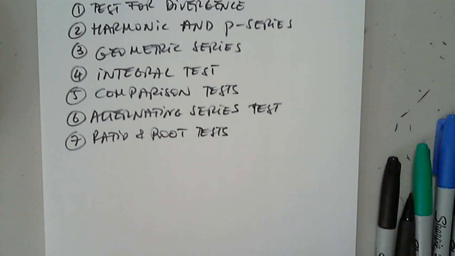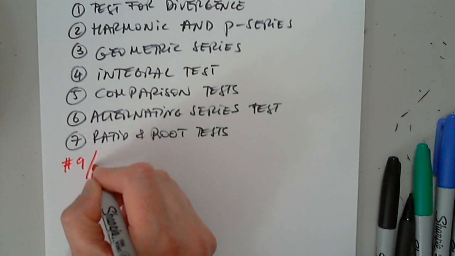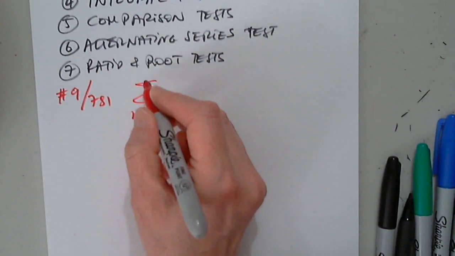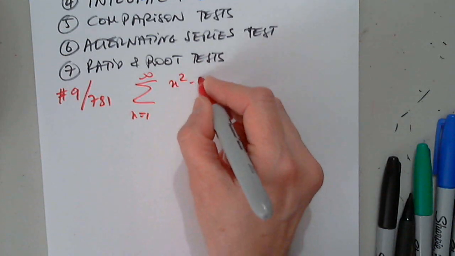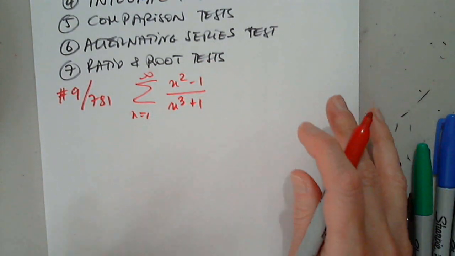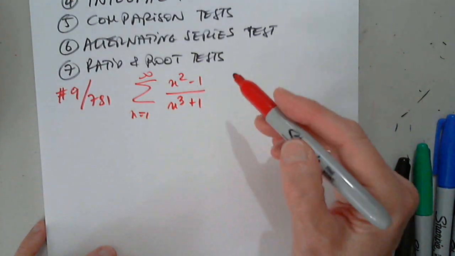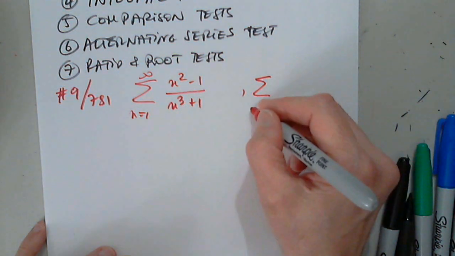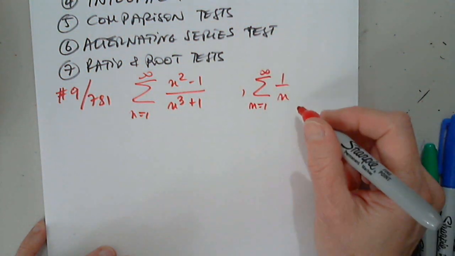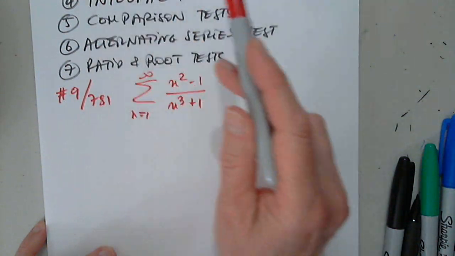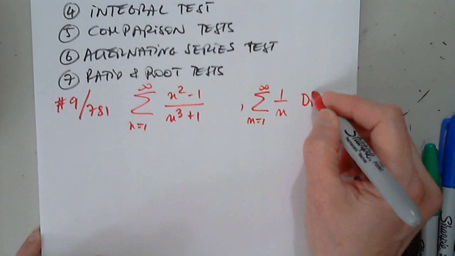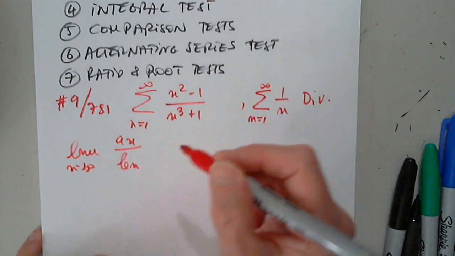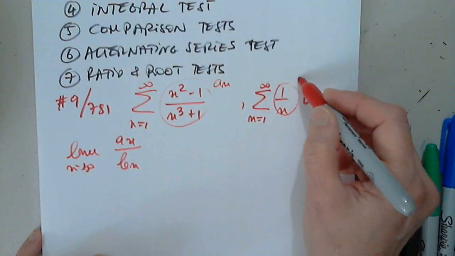And let's start with number 9 on page 781. And we have the series of n squared minus 1 over n cubed plus 1. Because of these terms, I would think of comparing it with the limit comparison test from n equals 1 to infinity of 1 over n, which is the harmonic series, which is divergent. So let's look at the limit of a sub n over b sub n as n approaches infinity. Here is a sub n, and of course this is b sub n.